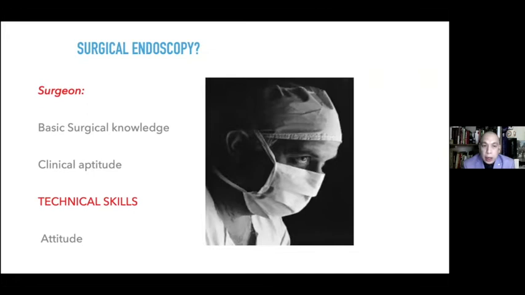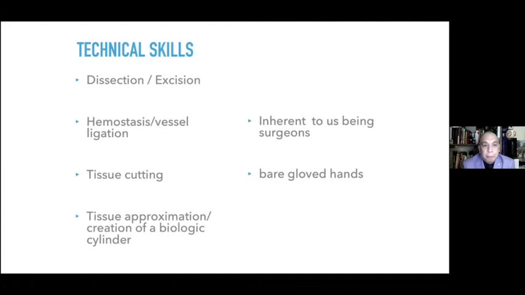So, talking about surgical endoscopy, it's a surgeon doing endoscopy. Basically, we surgeons have the basic surgical knowledge, the clinical aptitude to do surgery, of course the technical skills, and the right attitude to be able to treat patients with surgical diseases. These technical skills can be summarized into dissection or excision, hemostasis or vessel ligation, tissue cutting, and tissue approximation or creation of a biologic cylinder. That's usually how we summarize what we do as surgeons, and this is usually inherent to us being surgeons. We usually do that with our bare gloved hands.